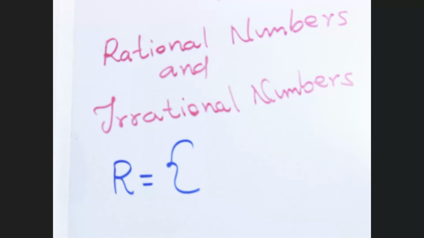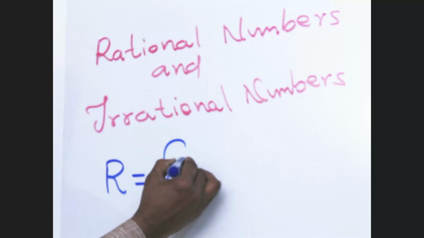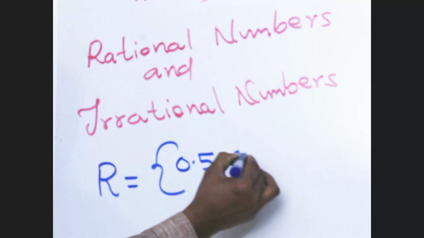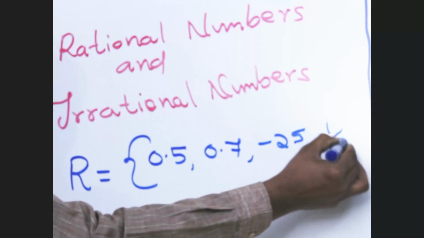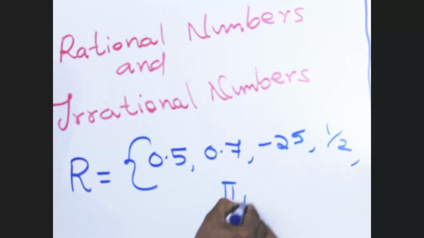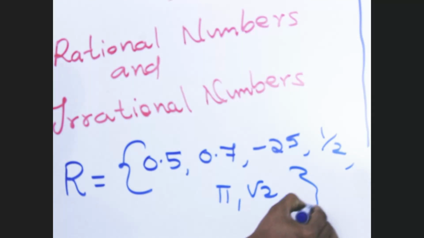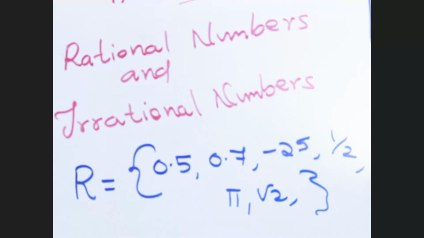Only one group is excluded from this. What is that one group? That is the imaginary number system. The imaginary number system is not included in the real number system. So this is a total big group of numbers that includes all the numbers. For example 0.5, 0.7, minus 2.5, 1 by 2, or pi or root 2, anything we can include in this category. Thank you.